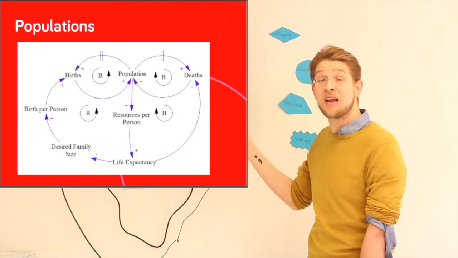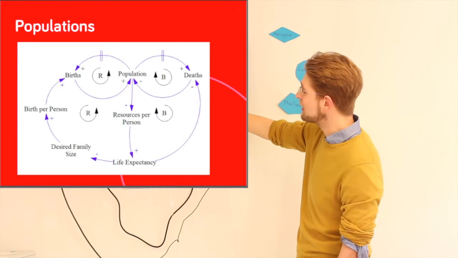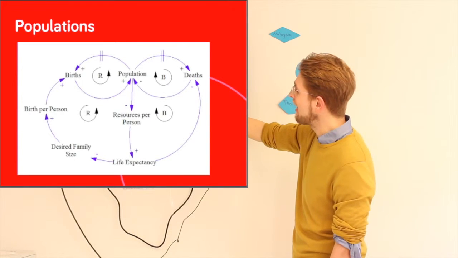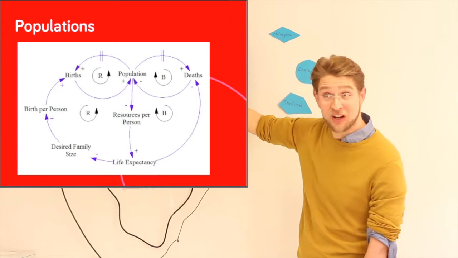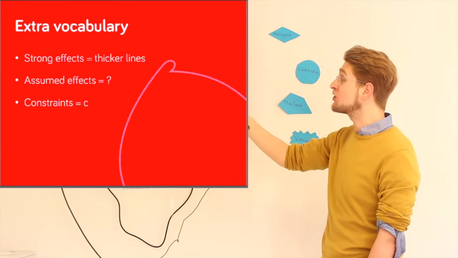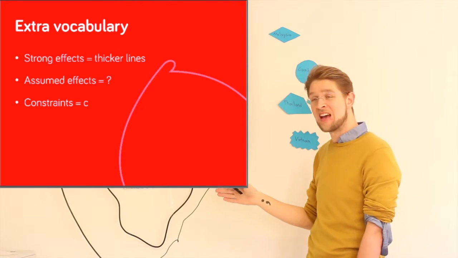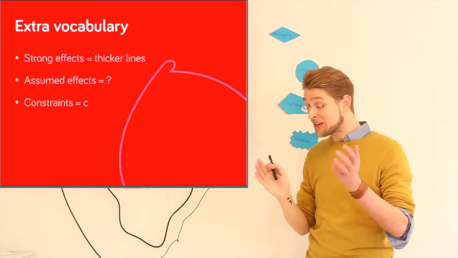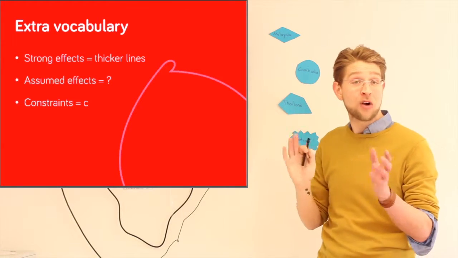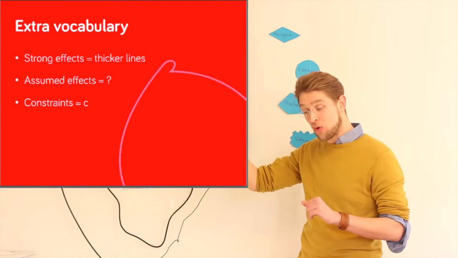Right? So that's the basic vocabulary: the nodes, the causal links, the polarities, the double bars for the delay, and the two different kinds of feedback loop. There are a few bits of extra vocabulary. You can use thicker lines for things that have a strong effect. If you're not quite sure whether something is going to apply, you can put a question mark against an effect that you want to test. You can also put a C for a constraint.